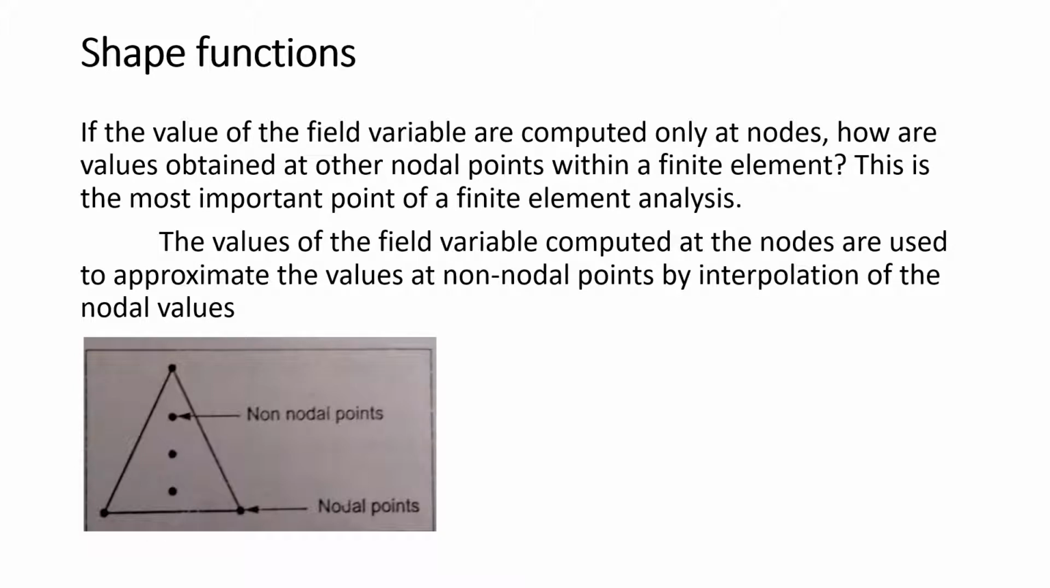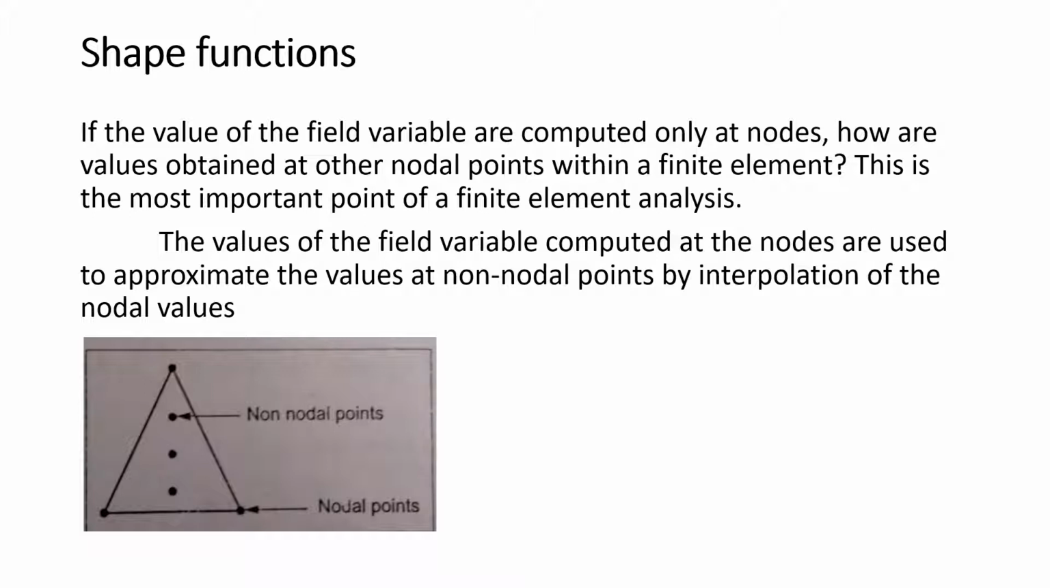Look at the picture shown here. It's a triangular element with three nodal points, and non-nodal points are also shown inside the triangular element. In finite element analysis, we get values of the field variable like displacement directly only at the nodal points. Three nodal points are shown in the picture, but we need displacement at the non-nodal points like the 3 points shown in the figure. How can we calculate that? For that, we use the functions, shape functions.